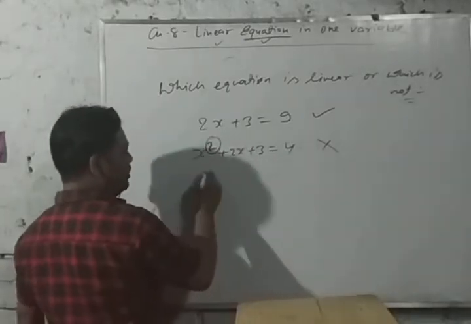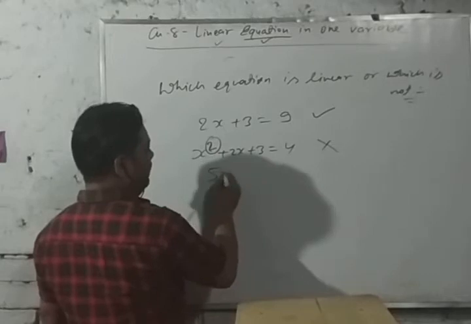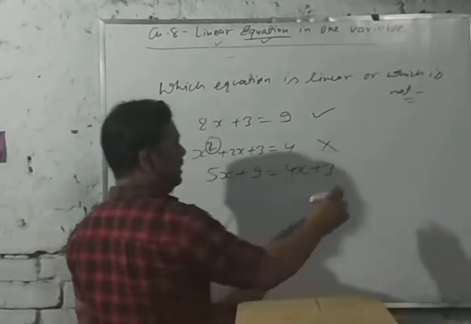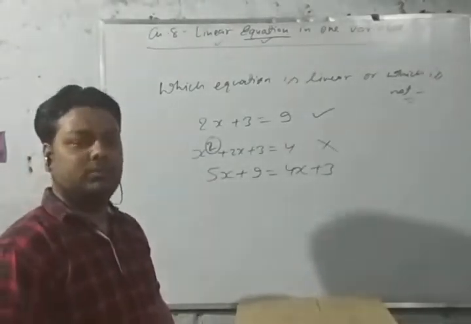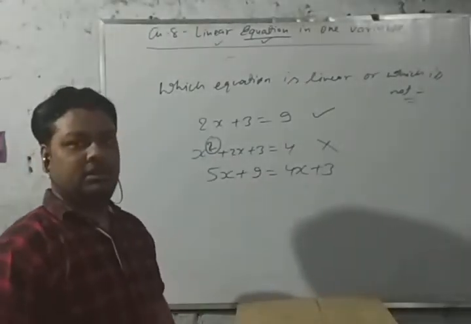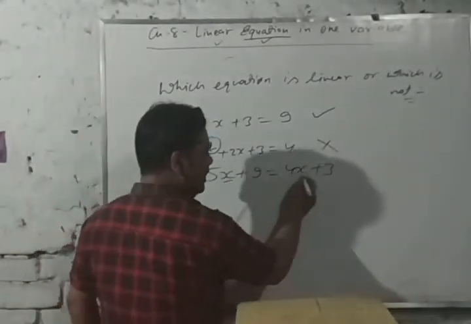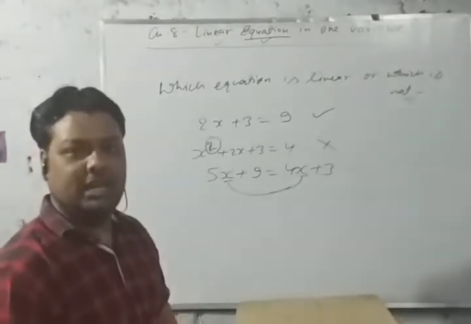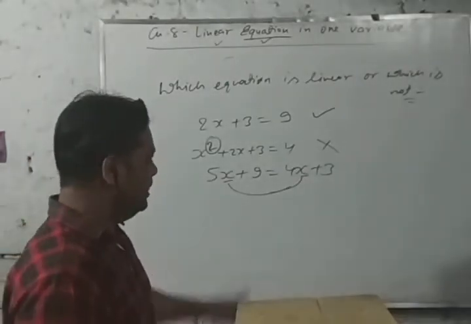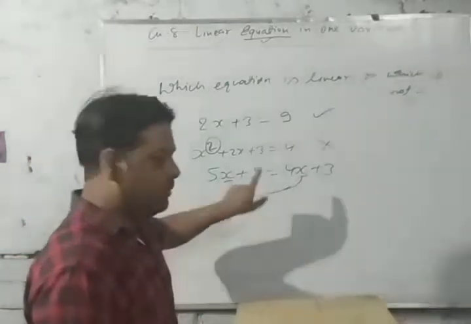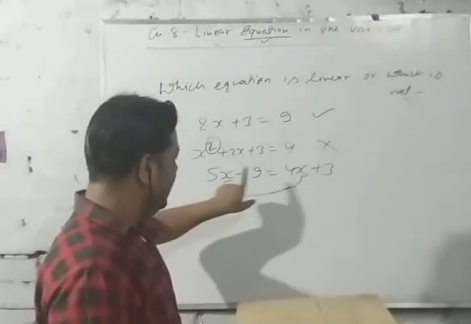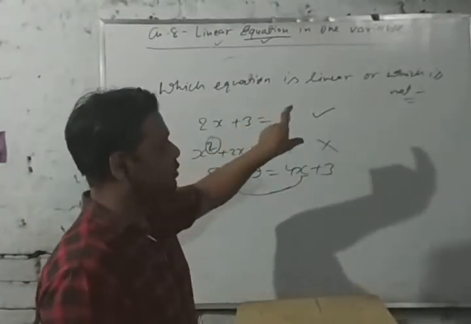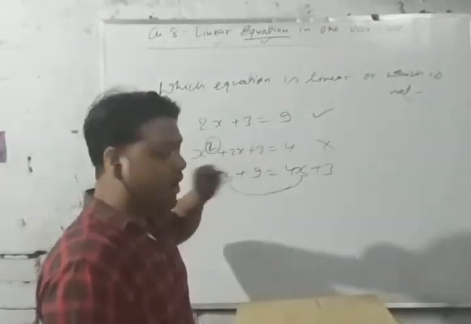Now the next equation, 5x plus 9 is equal to 4x plus 3. Is it a linear equation of one variable or not? Yes, it is. Here it looks like two variables, but both variables are the same. In this equation we have taken the same variable, meaning only one variable here. Only x is the variable. So it is also a linear equation of one variable.